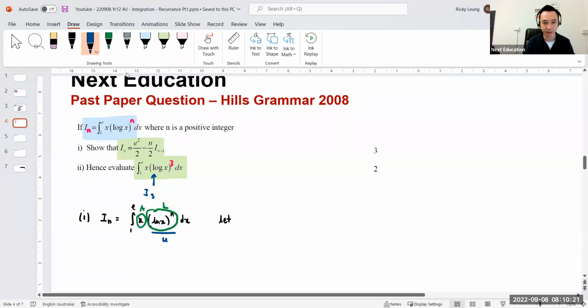Let that be u, and then this and this together, that's dv. So let u equal the log statement, ln x to the power of n. Let's differentiate that. So du: bring down the n, (ln x)^(n-1), and multiply by the derivative of the inside, so that's 1 on x. So I'll divide it all by x, and then dx.